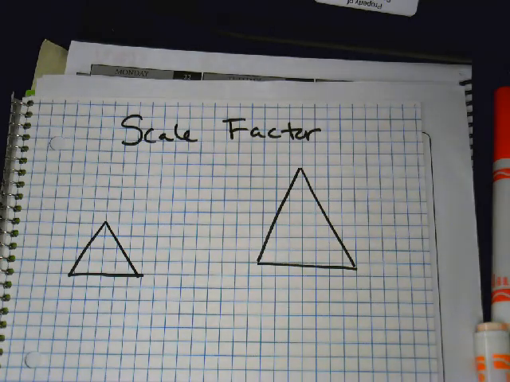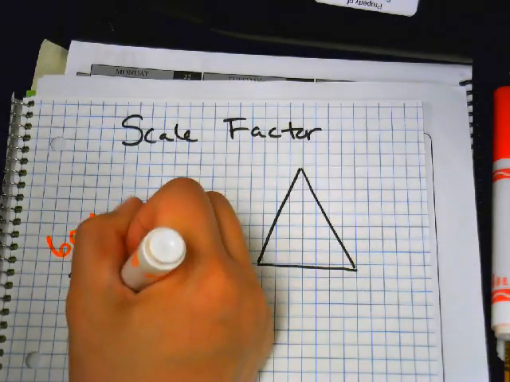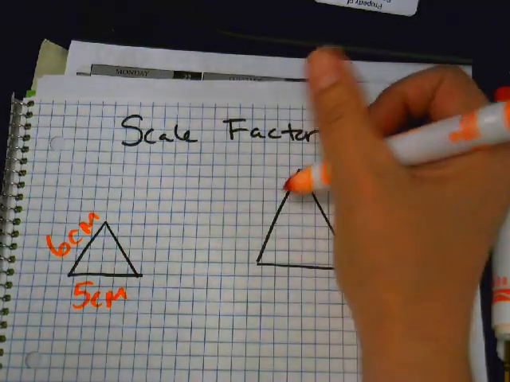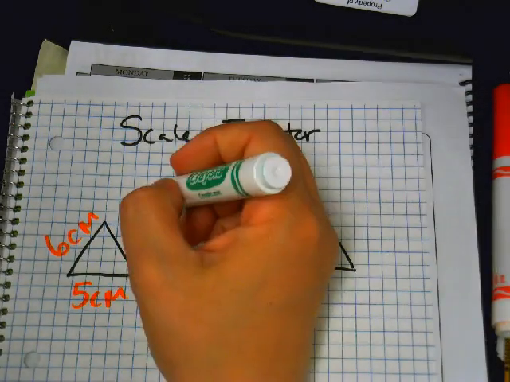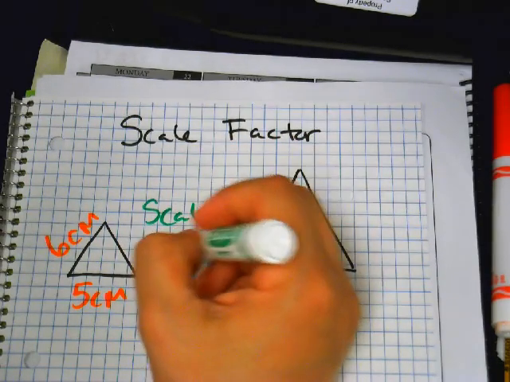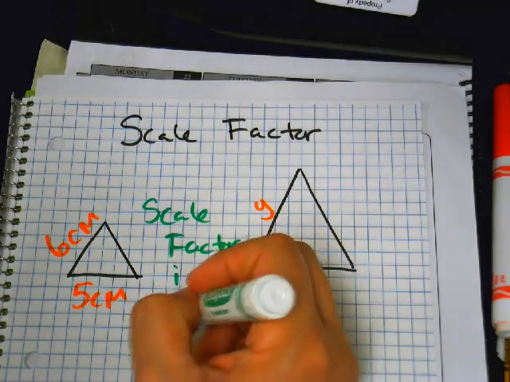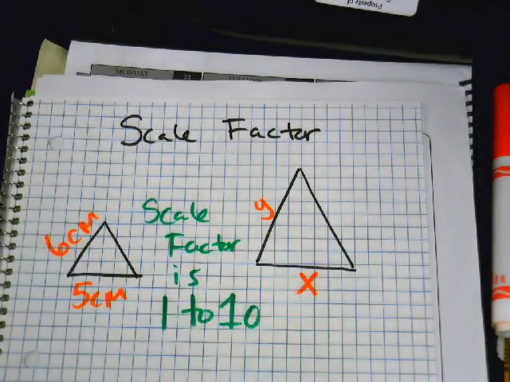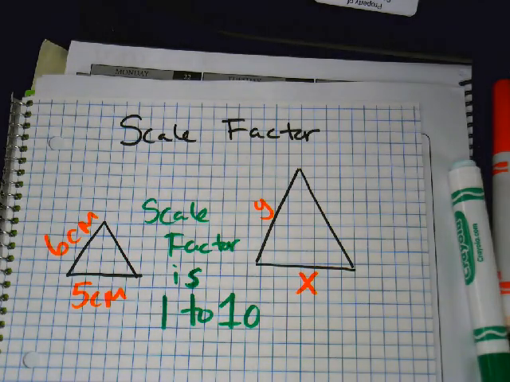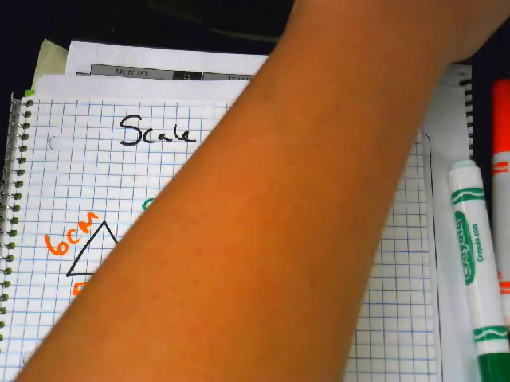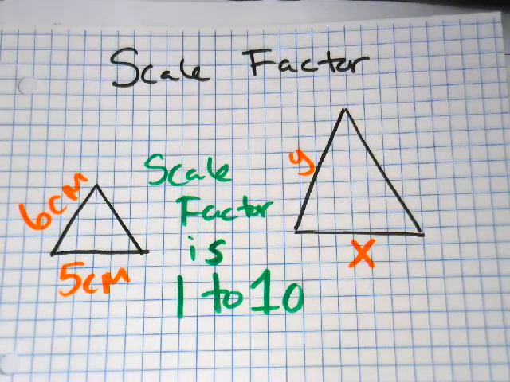Anyways, so let's say this side is 6 centimeters, this is 5 centimeters, and this is Y, and this is X. And the scale factor is 1 to 10. All right, so write it down. It may not make sense to you right away, but remember, I always explain it and hopefully try to make it as clear as possible.